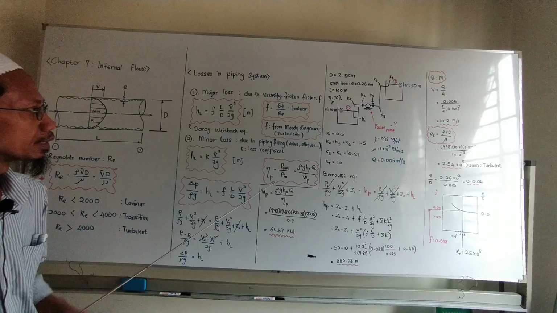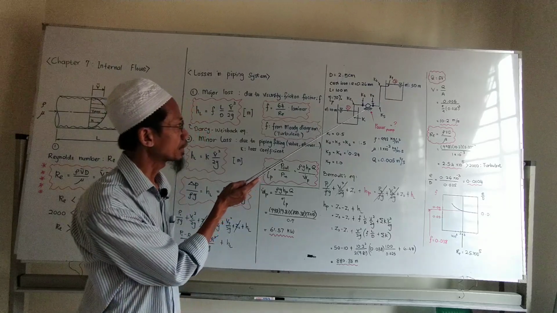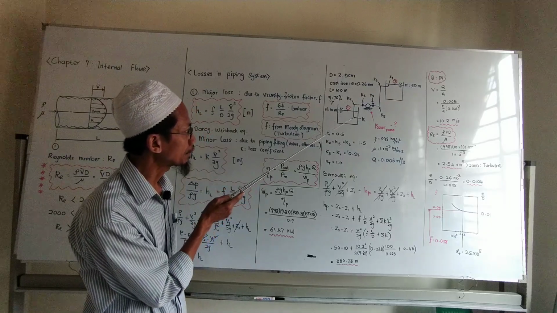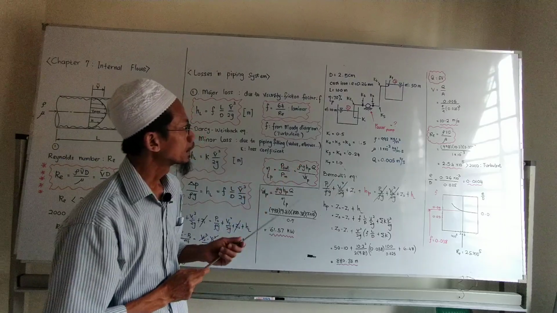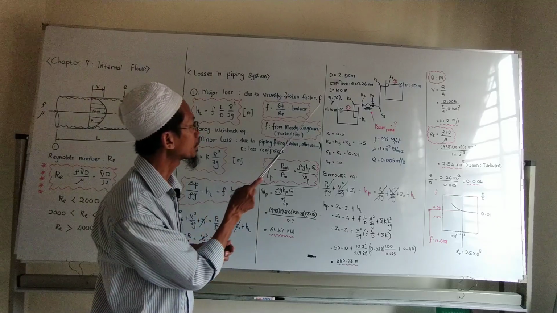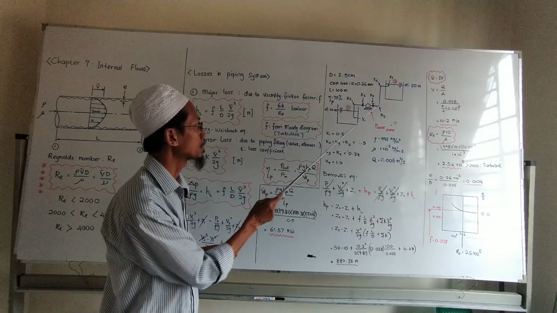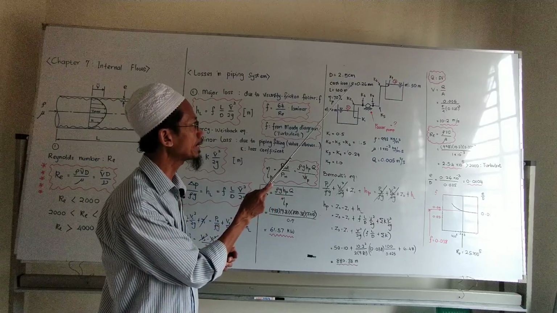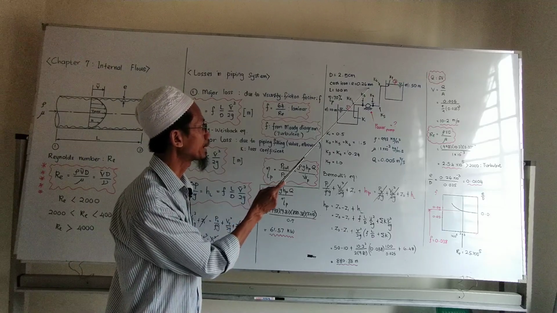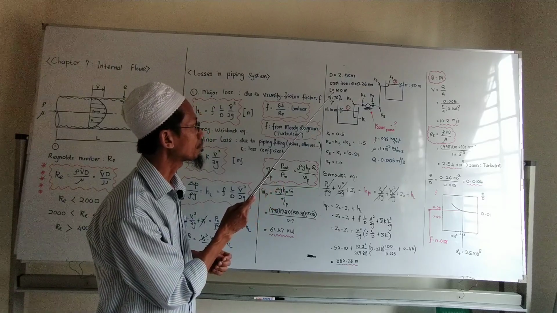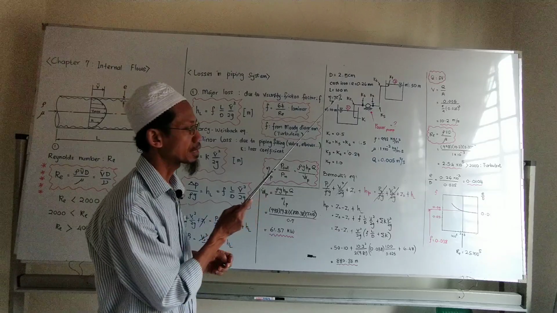Let's see an example. We use a pump to deliver or lift, for example, water from tank A to tank B. The pipe diameter is 2.5 cm, and the pipes are made of cast iron, where E, the surface roughness, equals 0.26 millimeter. The length of pipe is 100 meters, and the efficiency of the pump equals 70%.